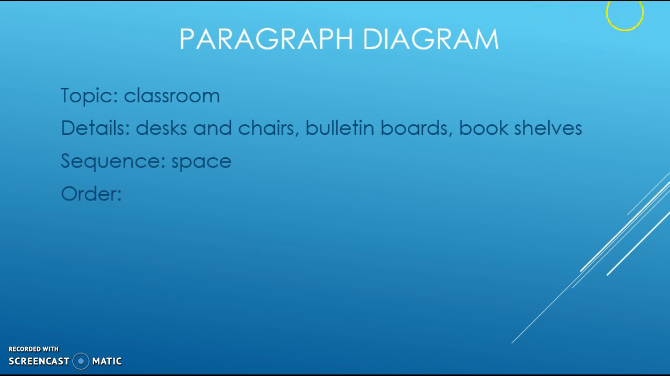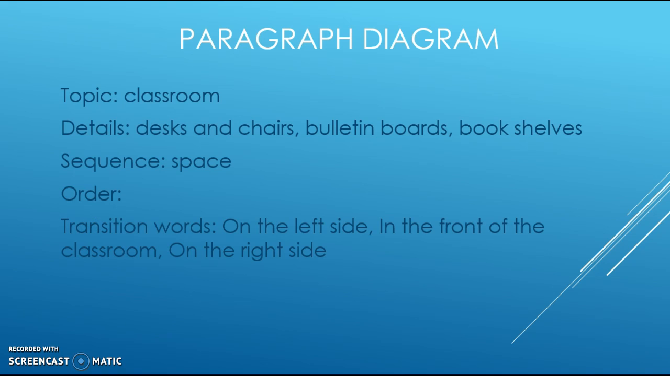Let's start with the desks and the chairs. So I'll put a 1 by that. Next thing we would see is the bulletin board. So we'll put a 2 by that, and then the bookshelves would be a 3. So then we have to decide if we're going to use transition words, which of course we need to use for each detail. So I decided that I'm going to use on the left side, in the front of the classroom, and on the right side. So that takes care of our transition words.